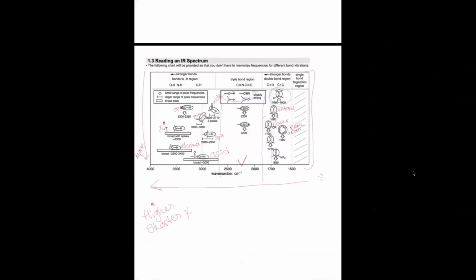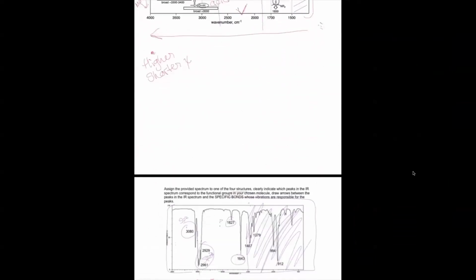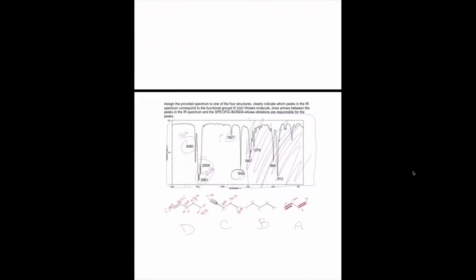Here's your 1660 to 1600, right? So that would fall right here. So this is your carbon-carbon double bond. We don't have any triple bonds, so we can get rid of that. We can get rid of both of these, just by process of elimination, because we both have sp2 and sp3. Even if we weren't sure about anything else, we could say by process of elimination that it was this one.